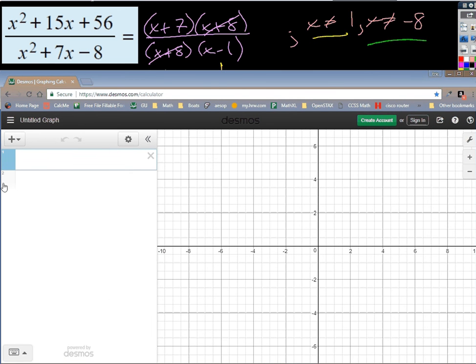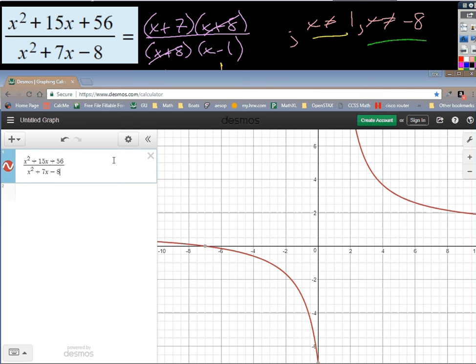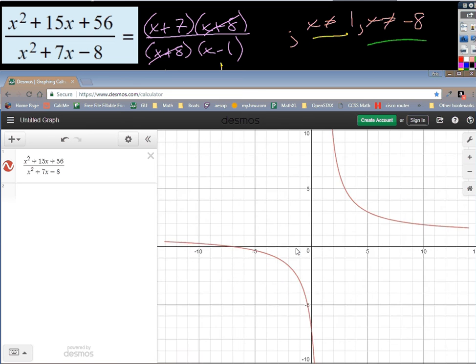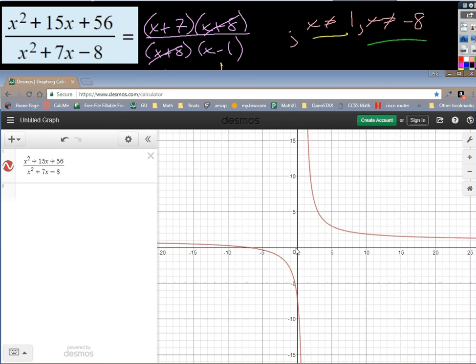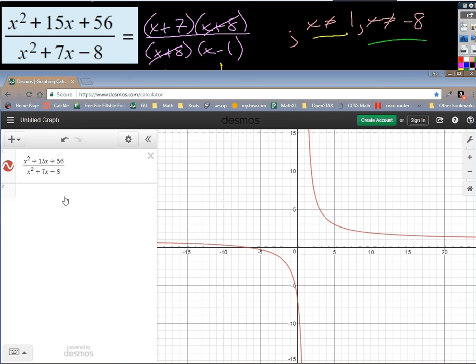Okay, so if I were to graph this function, let's see what we get. If I graph x squared plus 15x plus 56 all divided by x squared plus 7x minus 8, I get something like that, right? And I'll go ahead and zoom in just a little bit, okay? Okay, so let's just try real quick.